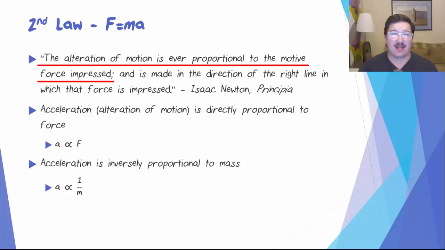He also tells us that acceleration is inversely proportional to the mass. If we put these two relationships together, we get an equation for Newton's second law. A equals F net over m. We'll talk about what that net means a little bit later. This is commonly written as F net equals ma, and that's why we refer to this law as F equals ma. On your reference table, this equation is in the form A equals F net over m.